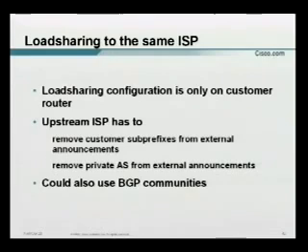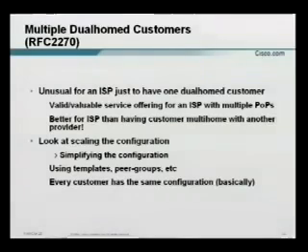Okay, so load sharing configuration is only in the customer router. Upstream simply has to remove the sub-prefixes and remove the private AS. For this one, we could also use BGP communities. I mean, we'll see that much, much later on. Right, RFC 2270. 2270, I suppose, is the refinement of the previous two examples.